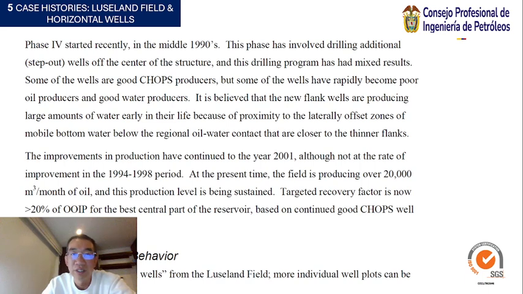It is believed that the new flank wells are producing large amounts of water early in their life because of proximity to the laterally offset zone of more bottom water below the region, with oil-water contacts that are closer to the thinner flanks.